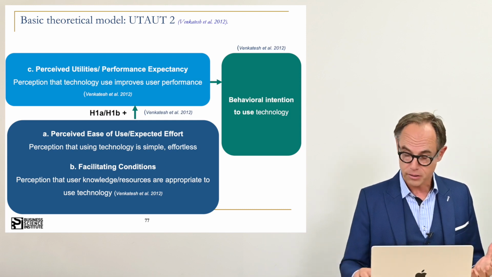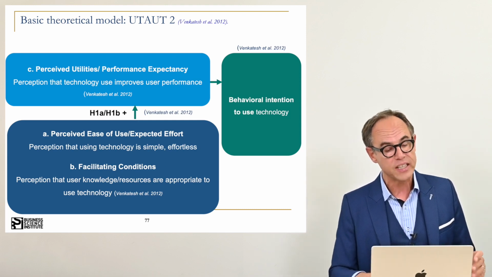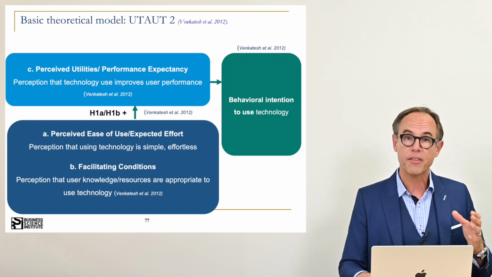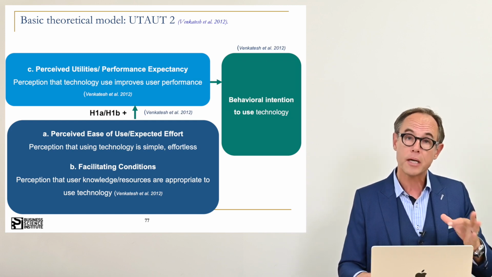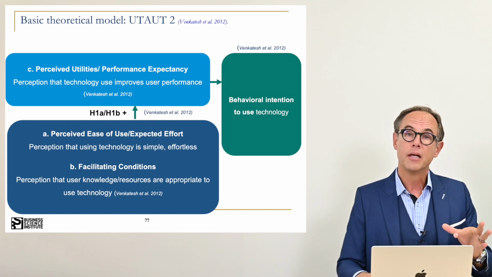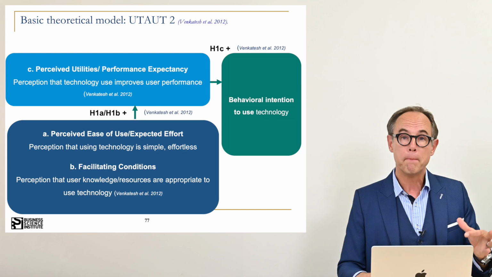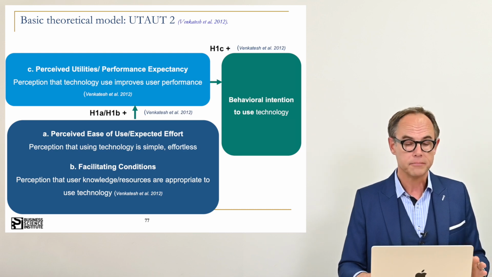So we have our first group of hypotheses based on UTAUT theory, and it's justified by the theory. And that's important. You have to always justify your hypotheses, not formulate them intuitively, but you have to formulate them based on literature.